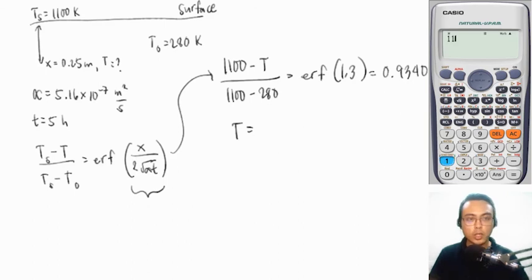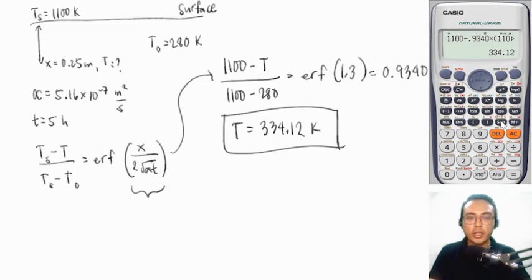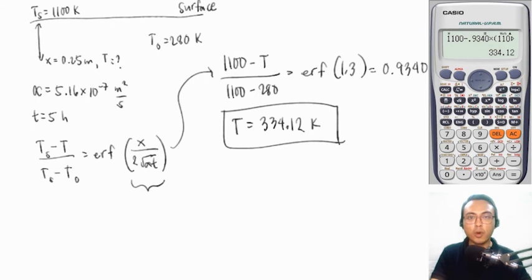That is 1,100. I am now rearranging the equation. Minus 0.9340 times 1,100 minus 280. Our answer is 334.12 Kelvin. That is how we treat semi-infinite surfaces. I will be giving you more solutions to problems in the upcoming videos.